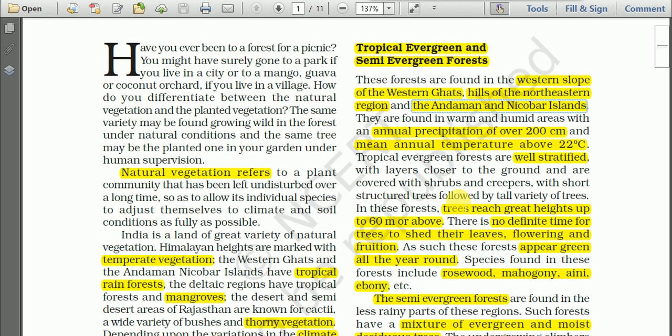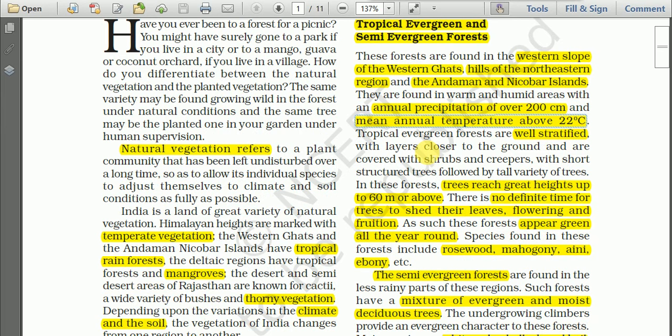Here in this forest, the annual precipitation is over 200 centimeter. These tropical evergreen forests are found in warm and humid areas, in hot and wet areas with annual rainfall of over 200 centimeter and mean annual temperature above 22 degrees Celsius. And the tropical evergreen forests are well stratified. This is one of the most important characteristics of tropical evergreen forests.